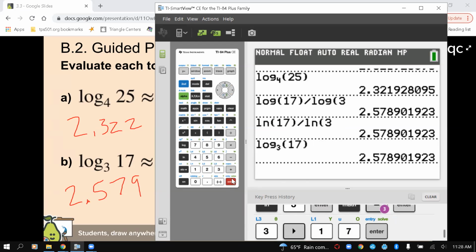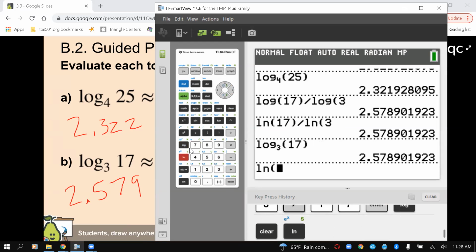Yeah? Never mind. There's no stupid questions. Okay, well then. Is log base 10? Yes. Natural log? No. Log, the first one, that's log base 10. The ln, the natural log, is log base E.